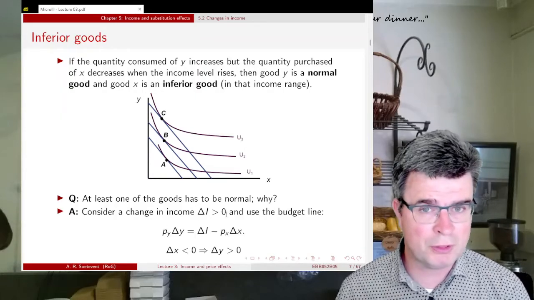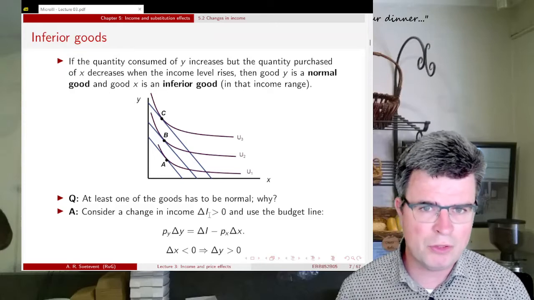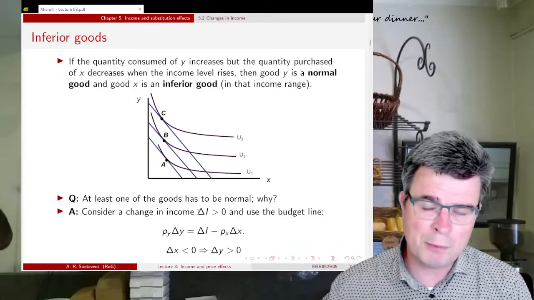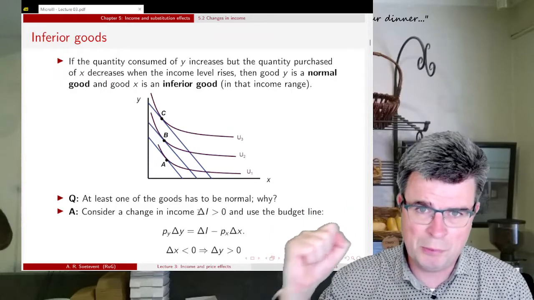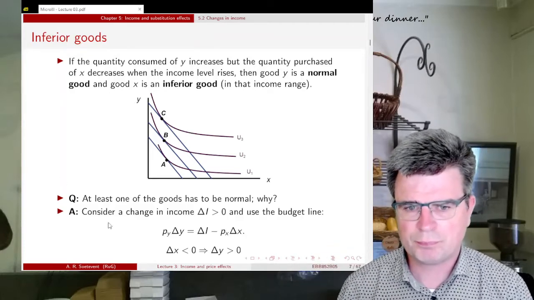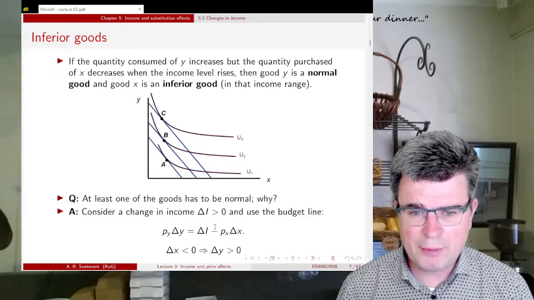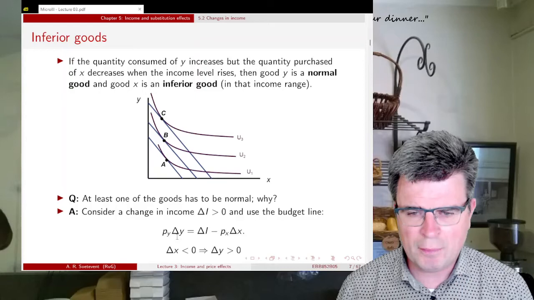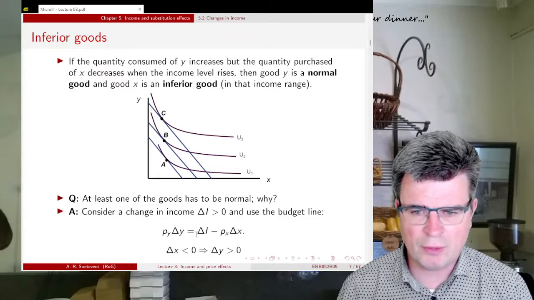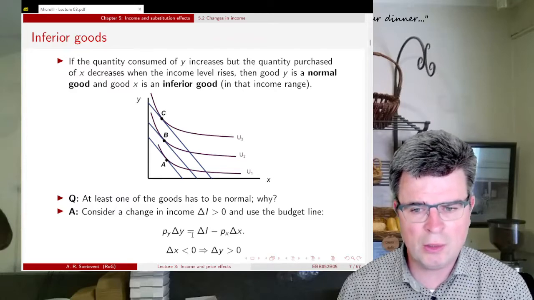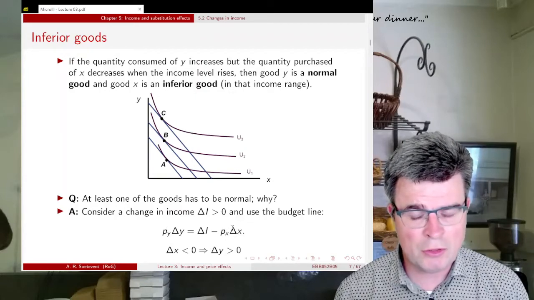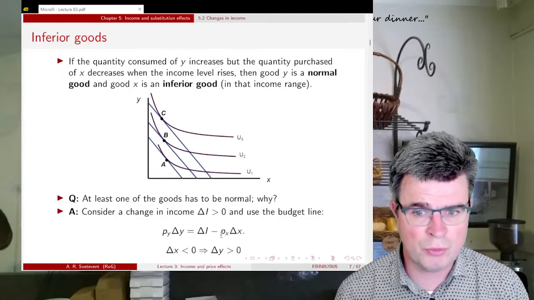Suppose that we have a positive change in income, and now we just use the budget line. We use the budget line because at the optimum, the old optimum and the new optimum, we want to consume a consumption bundle that's actually on the budget line. We don't save money. So when we rewrite the budget line and solve for good y, we have that the total change in income needs to be spent on additional units of good y, or the money needs to be spent on additional units of good x.